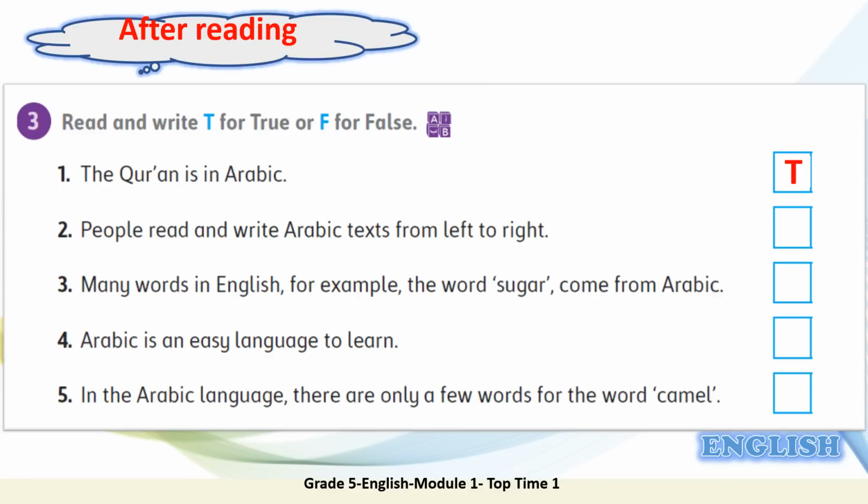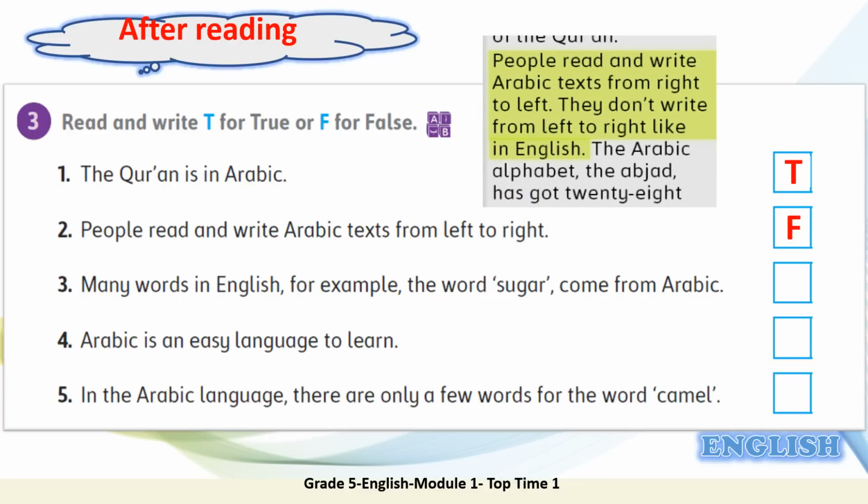Number 2. People read and write Arabic texts from left to right. Is it true? Then how can we write English? From left to right or right to left? So it is false. We write Arabic from right to left.